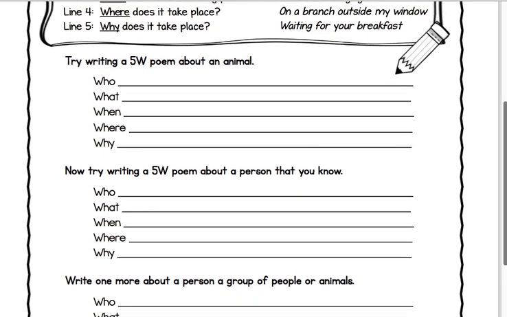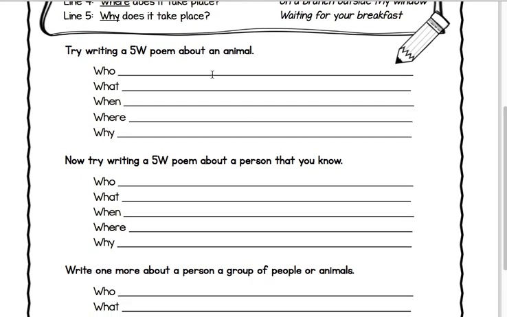Okay, so now I'm going to do a couple more examples for you. It says try writing a 5W poem about an animal. And I'm going to write about a horse. Who? Big brown horse. What? Eating fresh hay, that's what the horse is doing. When? Late in the afternoon. Where? Inside the stable. And why? Hungry for his dinner.